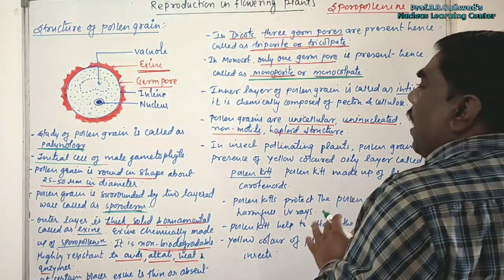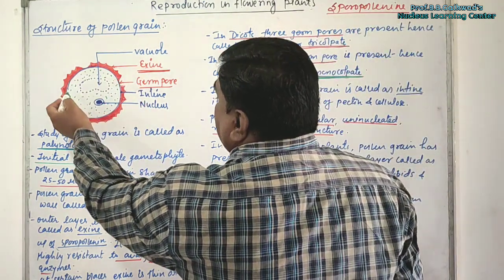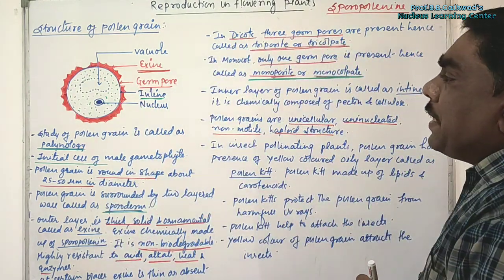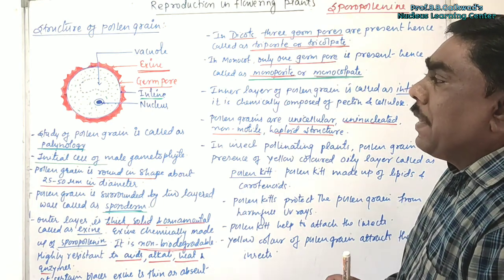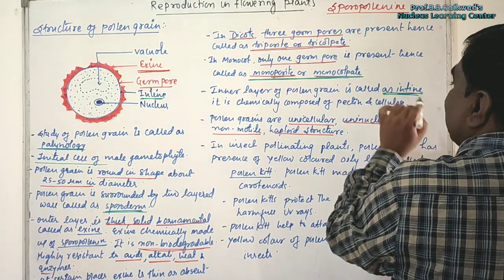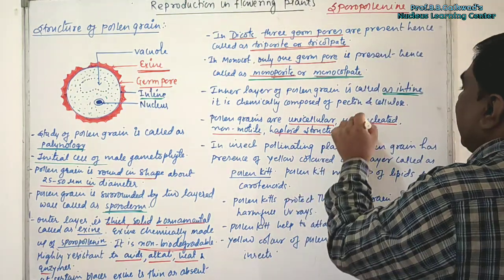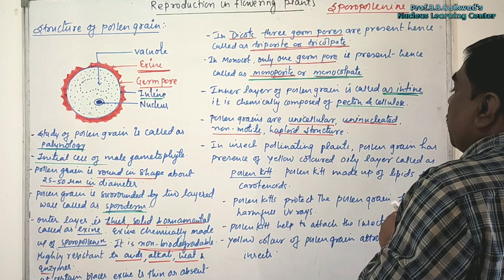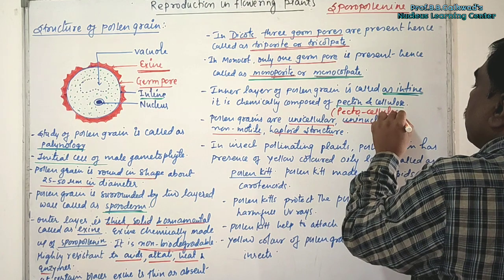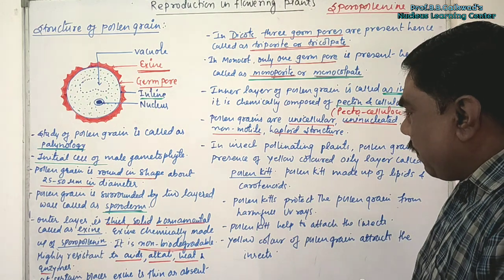Now, as we have discussed about the exine, the innermost layer of the pollen grain is called as the intine, and intine is structurally different than that of the exine. So inner layer of pollen grain is called as the intine, and this intine is chemically composed of pectin and cellulose, or you can call it पेक्टोसेलुलोज. पेक्टोसेलुलोज क्या कॉम्बिनेशन होता है इंटाइन का? पेक्टिन एंड सेलुलोज.